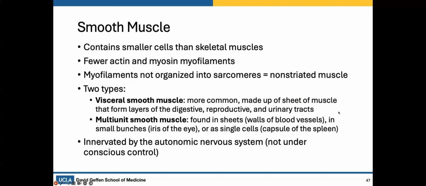Now let's talk about smooth muscle. Smooth muscle is a type of involuntary muscle tissue that's found in various parts of the body, like the walls of hollow organs, like the stomach, intestines, and blood vessels. Unlike skeletal and cardiac muscle, smooth muscle is non-striated, meaning it lacks the organized bands of sarcomeres that are seen in other muscle types. Smooth muscle cells are spindle-shaped.